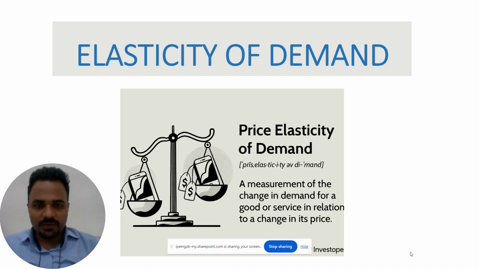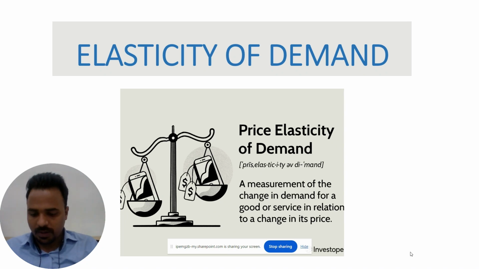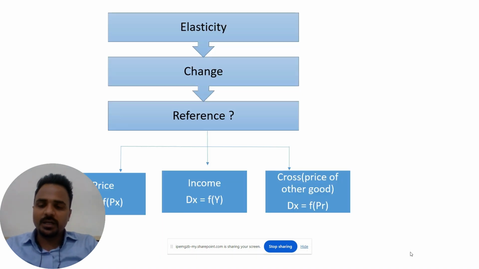In last class, we discussed the elasticity of demand. So, basically, what is the elasticity of demand? We have already discussed it in our last class. Elasticity of demand means change in demand with respect to change in price or any other factors which are responsible for change in demand. So, basically, we have three types of elasticity of demand.